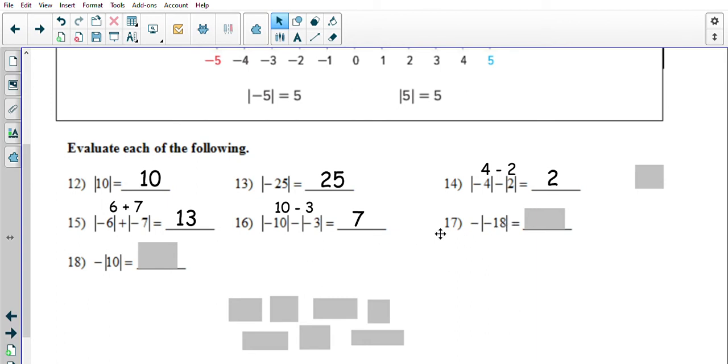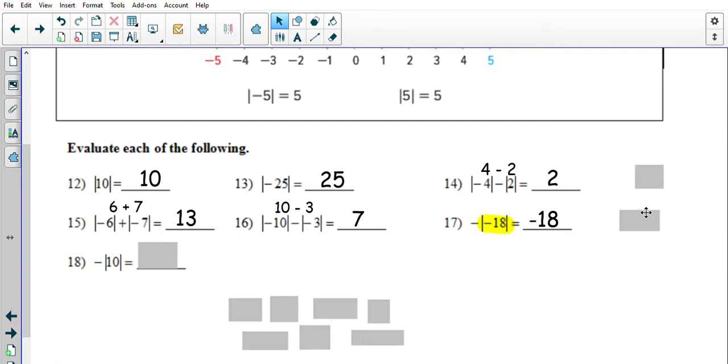17 and 18 are a little different. So I've got the negative absolute value of negative 18. The absolute value of negative 18, this part that I'm going to highlight here, is positive 18. But you have a negative sign outside the absolute value bars. So my solution here is going to be negative 18. Which is why I said that even though the problem maybe involves absolute value, the final answer doesn't have to be positive. It could be negative. Got to correct that there.